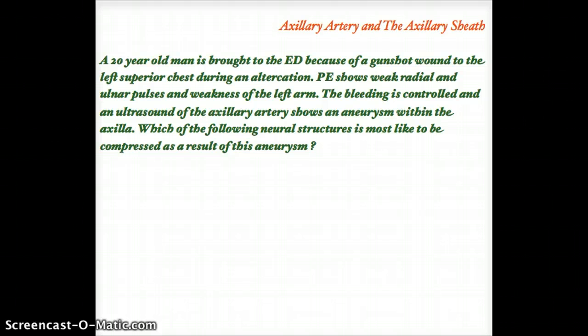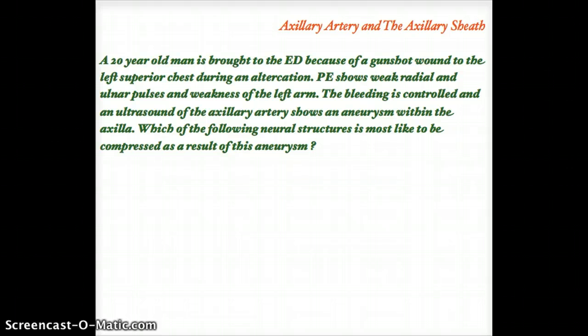So let's read the example we have here. This question says, a 20-year-old man is brought to the emergency department because of a gunshot wound to the left superior chest during an altercation. Physical exam shows weak radial and ulnar pulses, and weakness of the left arm. The bleeding is controlled, and an ultrasound of the axillary artery shows an aneurysm within the axilla. Which of the following neural structures is most likely to be compressed as a result of this aneurysm?